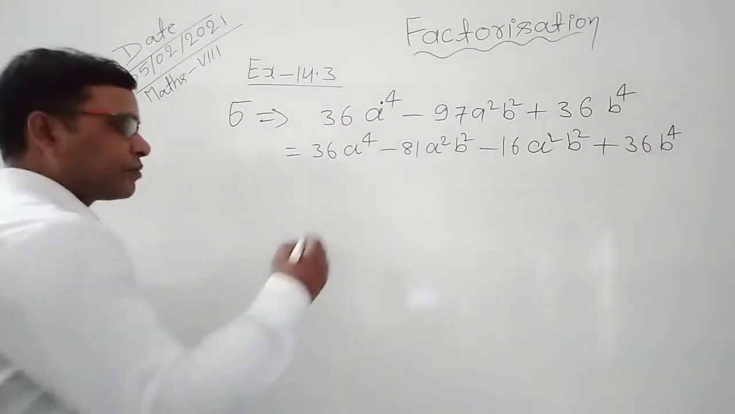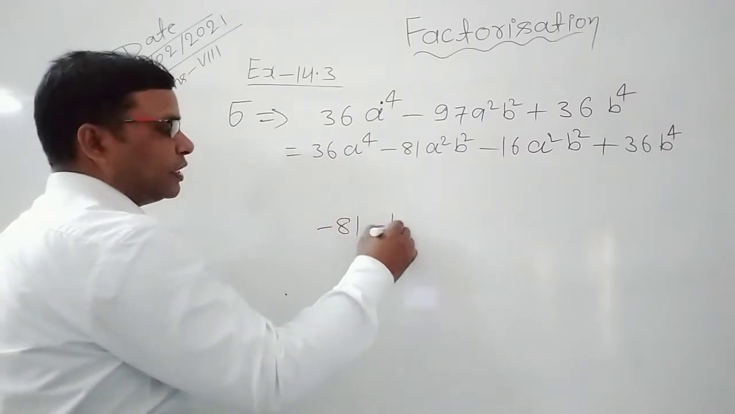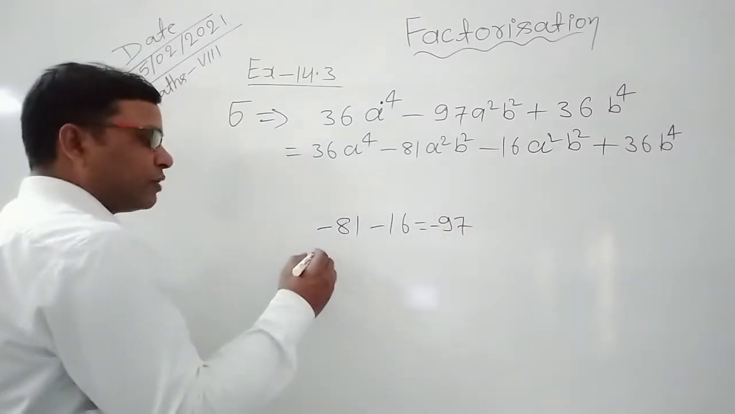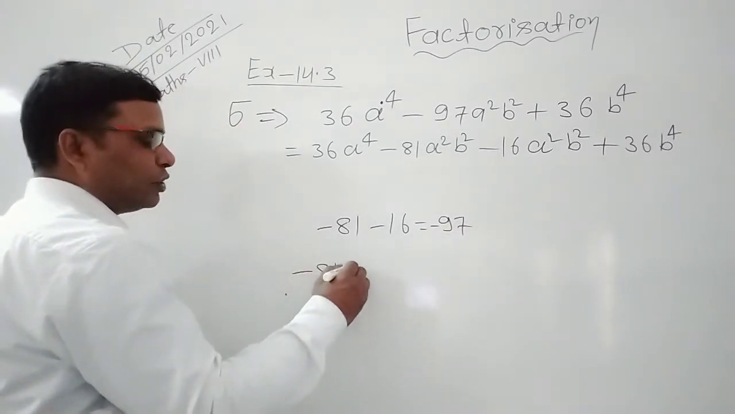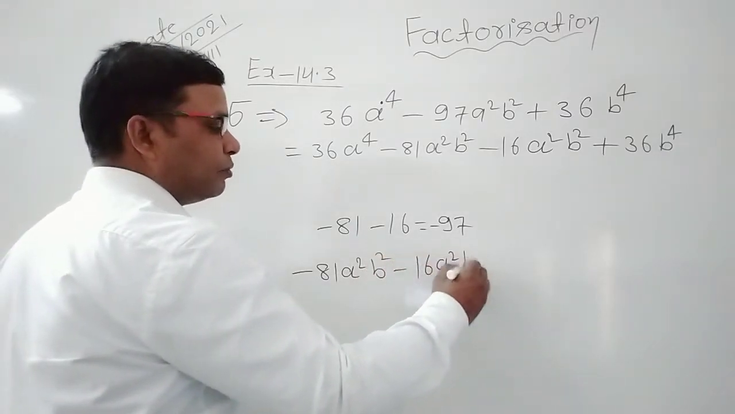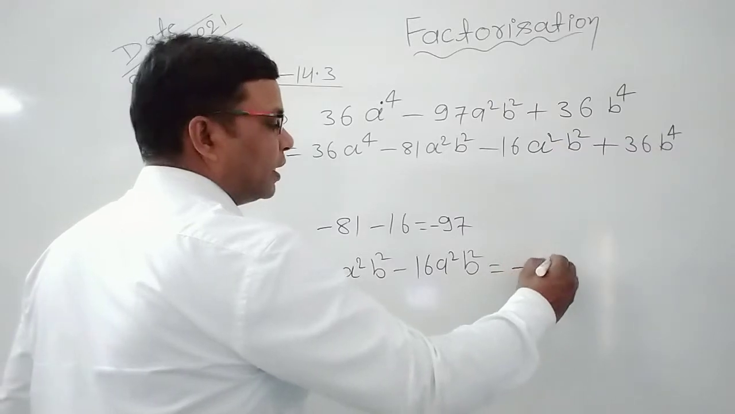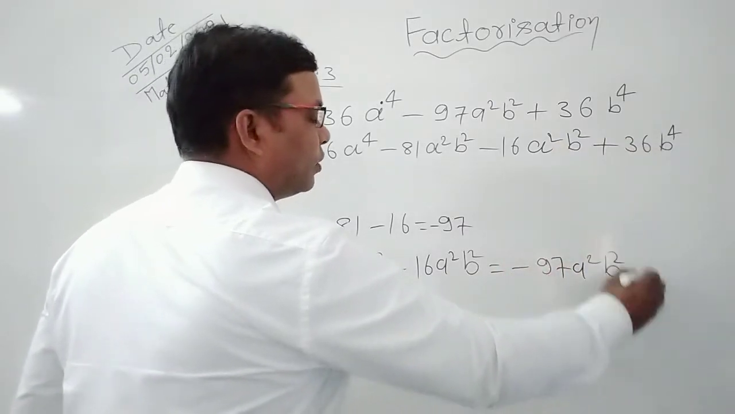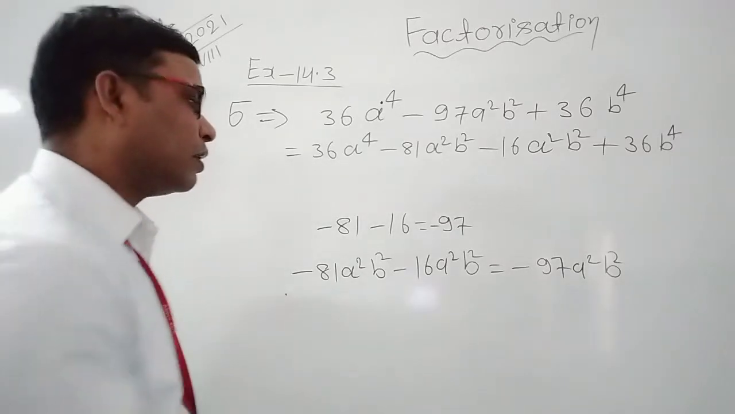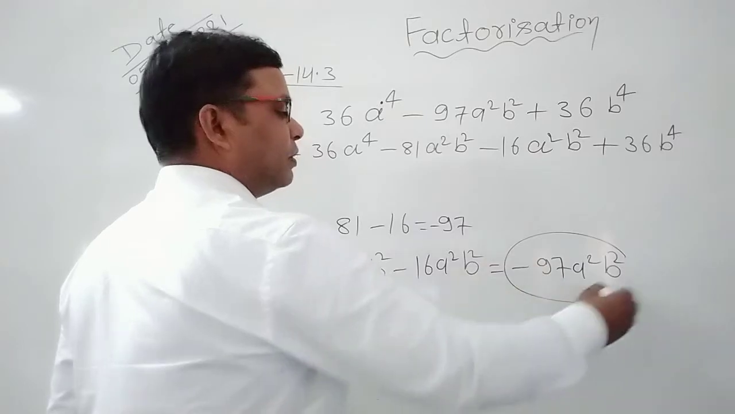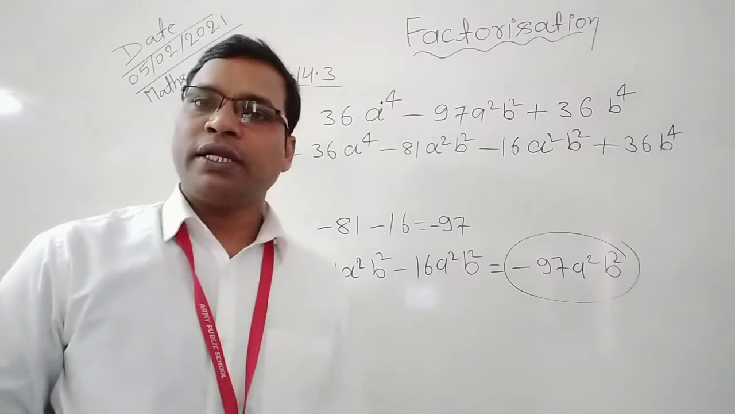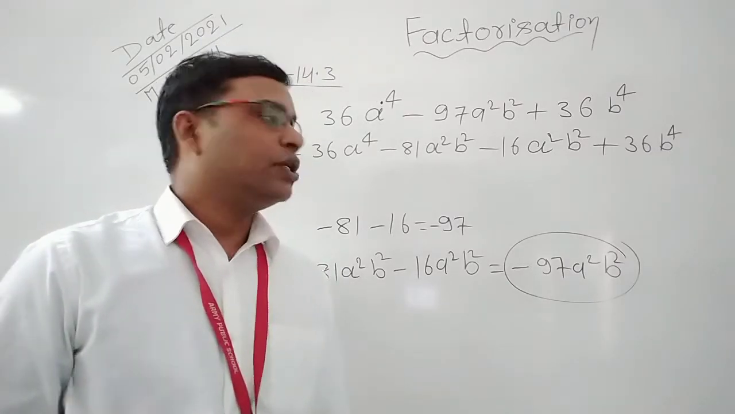Because you know very well, minus 81 minus 16 is equal to minus 97. Similarly, minus 81a²b² minus 16a²b² is equal to minus 97a²b². This is clear. So we break this 97a²b² in terms of minus 81a²b² minus 16a²b².